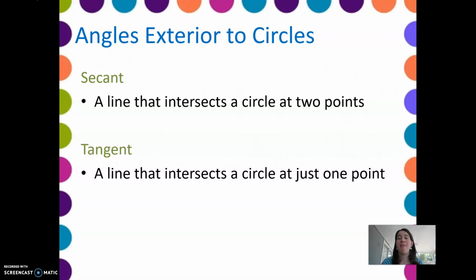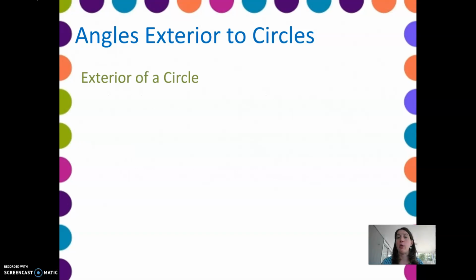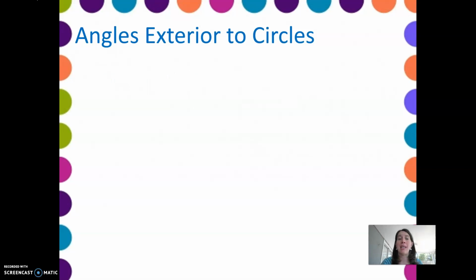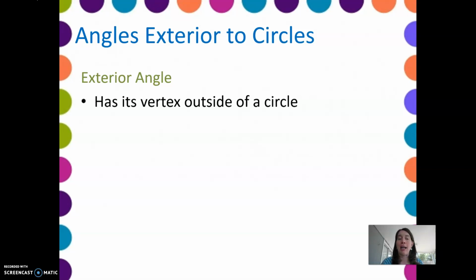so we do have an angle that is on the outside of our circle. And so as I've been mentioning, what does it mean, the exterior of the circle? Well, exterior just means it's on the outside of the circle. So the angle that we're looking at is called an exterior angle. What is the qualification for an exterior angle? The vertex or the corner of that angle is on the outside of our circle.